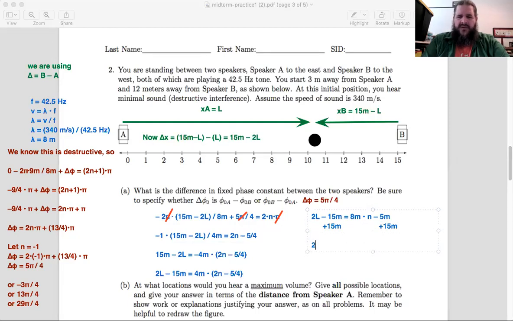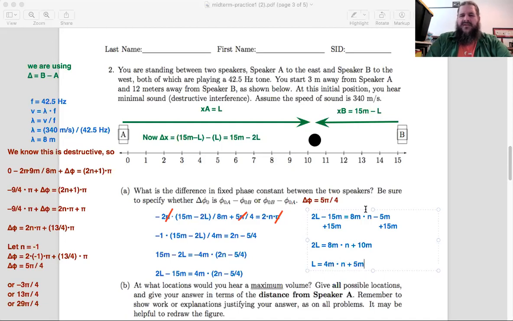Add 15 meters to both sides. So 2L equals 8 meters times some whole number, minus 5 plus 15 is plus 10 meters. And then what would L end up being? So I think we do the same thing where we want the lowest n possible. Well, before we do that, what else do we need to do to isolate L? Oh, divide by 2. Yeah, divide by 2. That applies to both terms because of the distributive property. So 8/2, 4 meters times n, 10/2, 5 meters. In other words, L is any whole number multiple of 4 meters plus 5 meters.